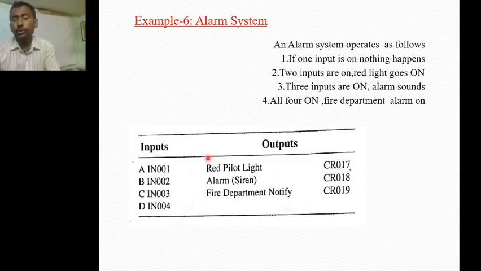If two inputs are on, the red pilot light goes on. We can consider that red pilot light as one of the outputs. If three inputs are on, one alarm sound will ring, and that can be considered as CR018. Next, if all four inputs are on, the fire department will be notified, and that can be considered as CR019. That means here we have four inputs and three outputs.